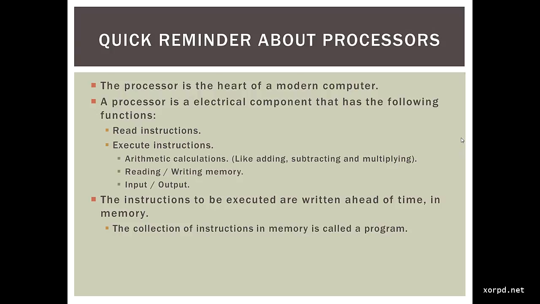The instructions to be executed are written ahead of time in memory. That means that we know ahead of time the list of tasks that we want to do. We write all those tasks or instructions in memory and then give it to the processor. The processor goes over the instructions one by one and then executes each of them. The collection of instructions in memory is called a program.